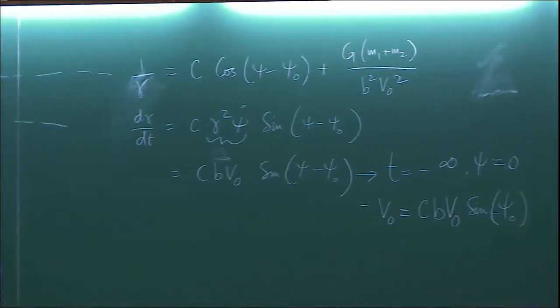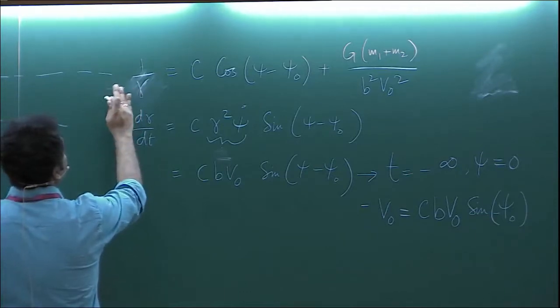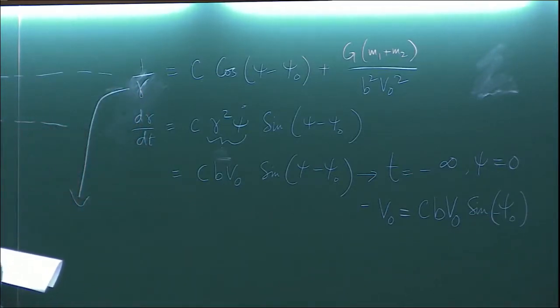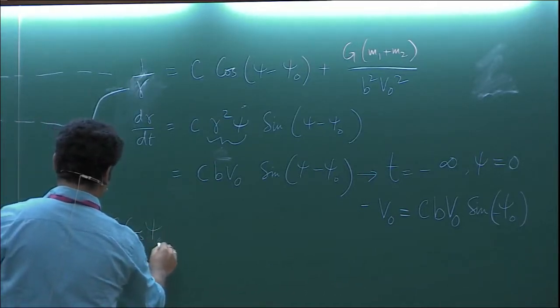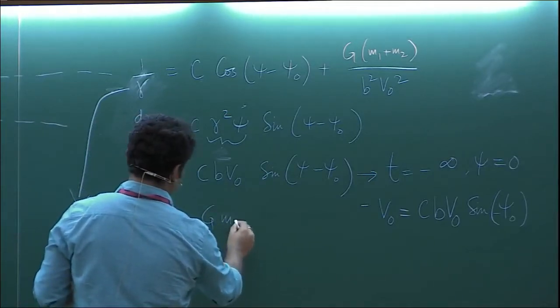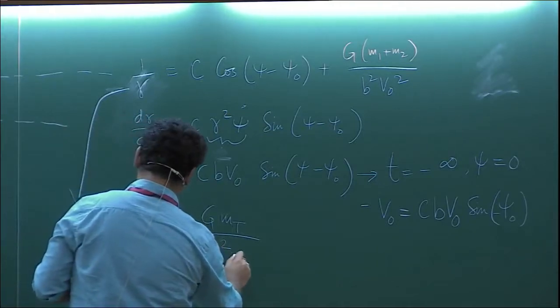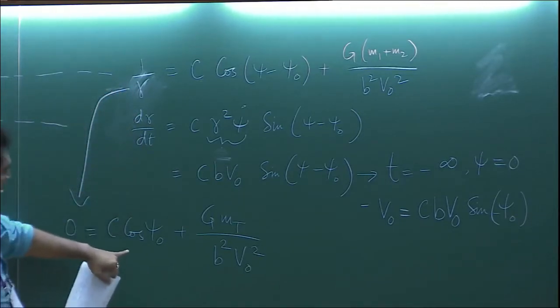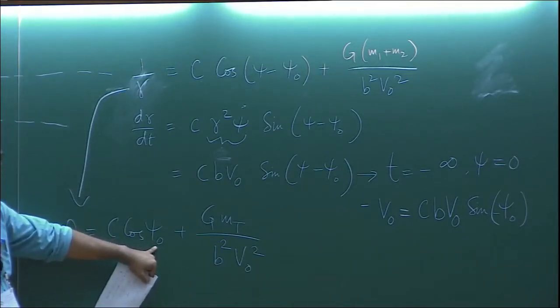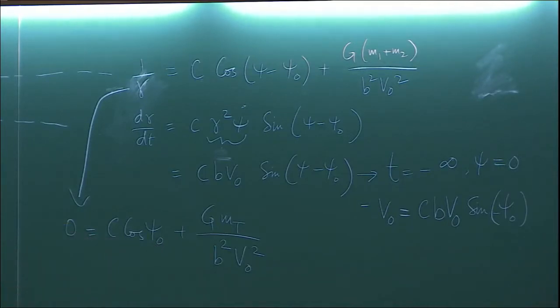R is decreasing, and R is the vector pointing, so that's v zero. Also from the other equation, at the same boundary condition, since R is infinity, it's zero, which is C cosine psi zero plus G times M1 plus M2, let's call it MT, over v zero squared. I'm just putting values into the two equations. So now you have two equations for two unknown constants, and you can solve both of them. If you do it correctly, let's get rid of this.